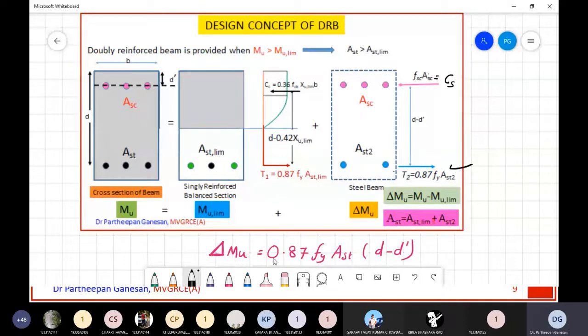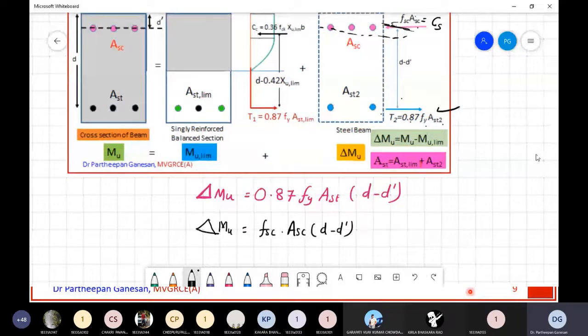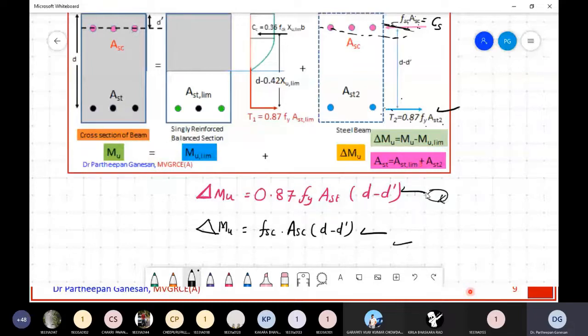Delta MU is equal to 0.87 FY AST. If you take moment about this compression line, it will be 0.87 FY AST into D minus D dash. You can also take it the other way around. If you take a moment about this tensile steel T2, this will be FSC into ASC into D minus D dash. So either you can use this or you can use this. Yesterday we used this one. Today we are going to use this one.